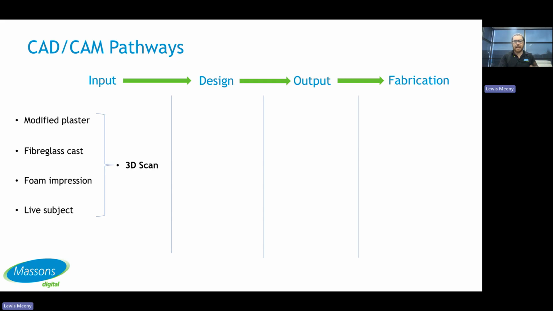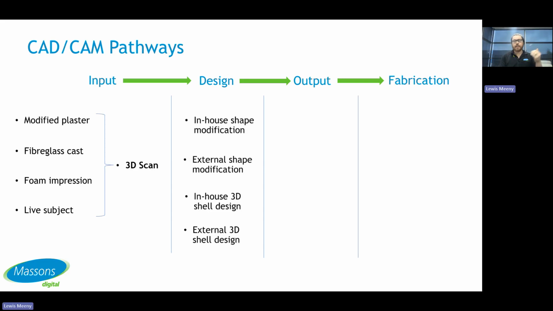Then from that 3D scan, we take it through to design. We can do in-house modifications, so adjusting size and angles and build-ups and all of that ourselves, or we can move that externally and have that done by another provider. In the same vein, we can do that for 3D shell design. So we can go do some 3D shell designs in-house or externally 3D design.